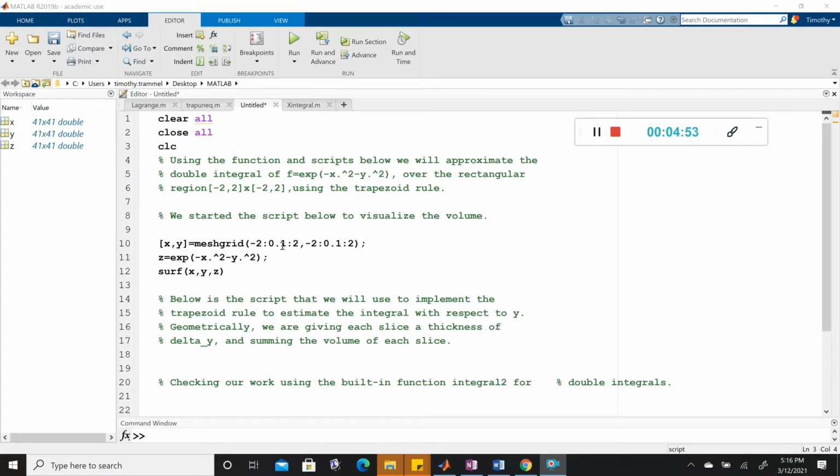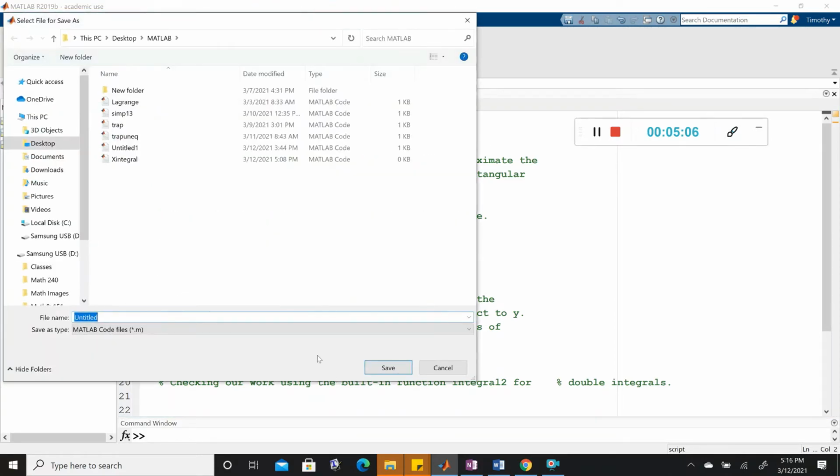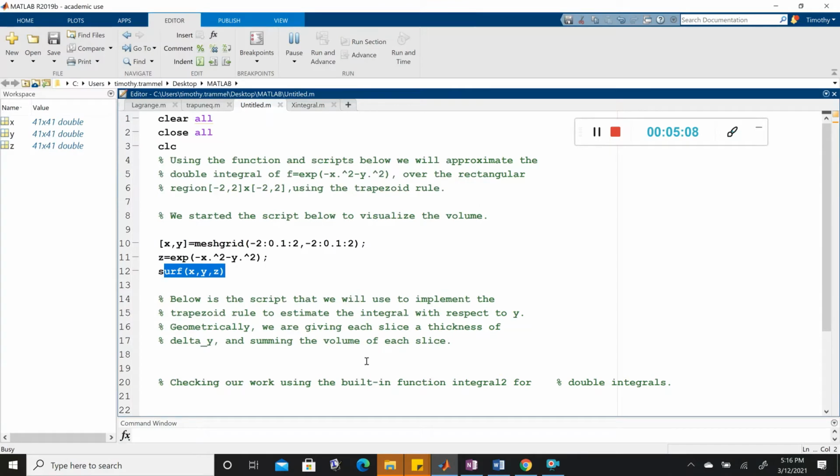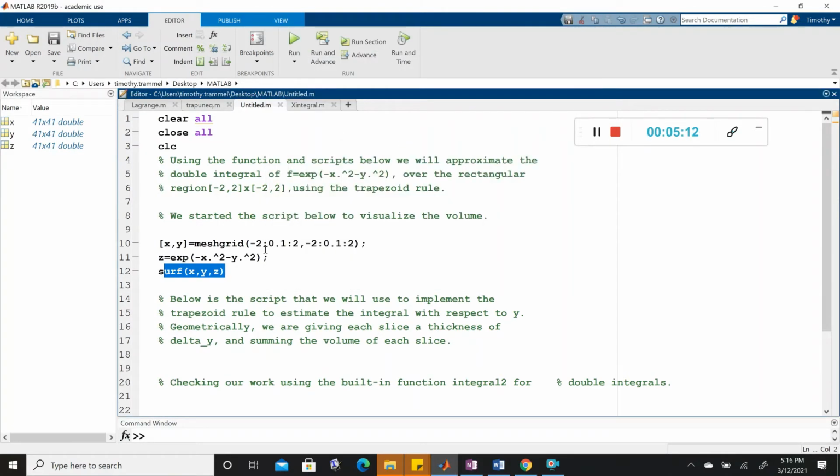So I already have our function in here, and we've used meshgrid here to set up our x and our y. And then z here are outputs, and then surf. Okay. But we've actually already seen the output. It was this thing. Okay. This is just for visualization purposes.